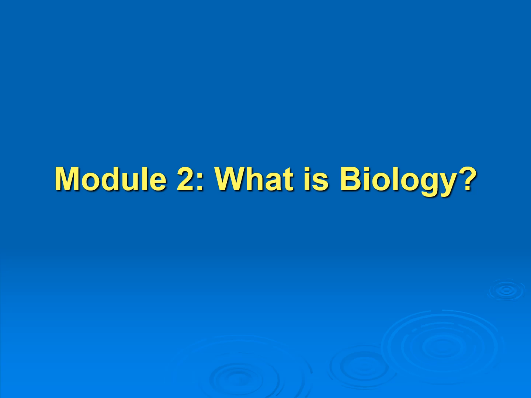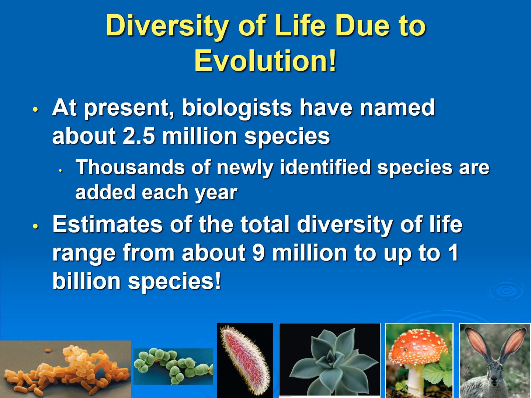We're going to take a look at the taxonomic classification of organisms. So there's a lot of diversity in life, a lot of different species, and that's due to evolution. Currently, biologists have named about 2.5 million different species, and thousands of newly identified species are added each year. And we think that there's probably at least 9 million different species alive on Earth today.